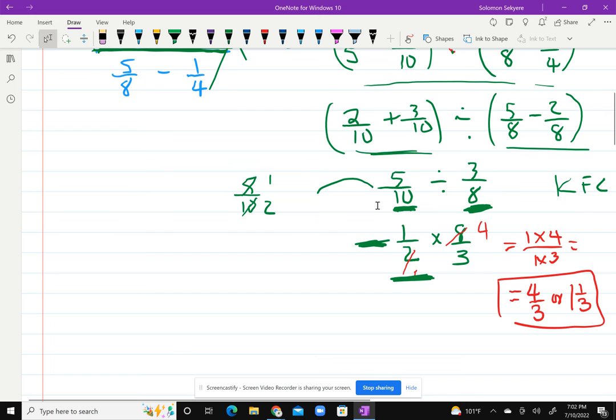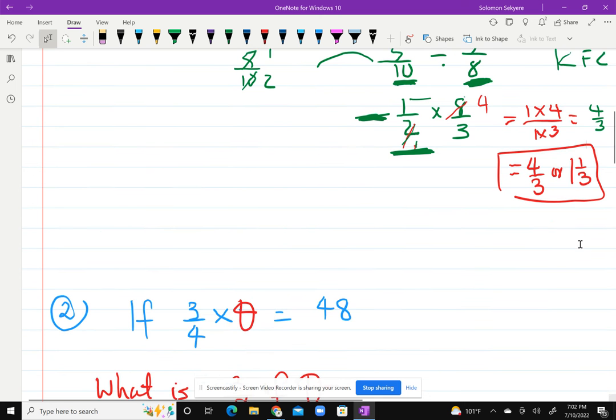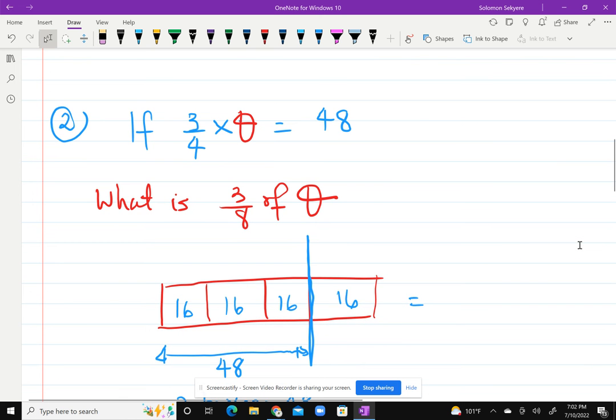Okay, after you do that, I've always told you simplify first. So 2 divides into 2, 1, okay, and then 2 divides 8, 4. So on the top, we have 1 times 4 over 1 times 3. And your answer is 4 over 3. Or we change it into mixed fraction, 1 and 1/3. We're done with that one.